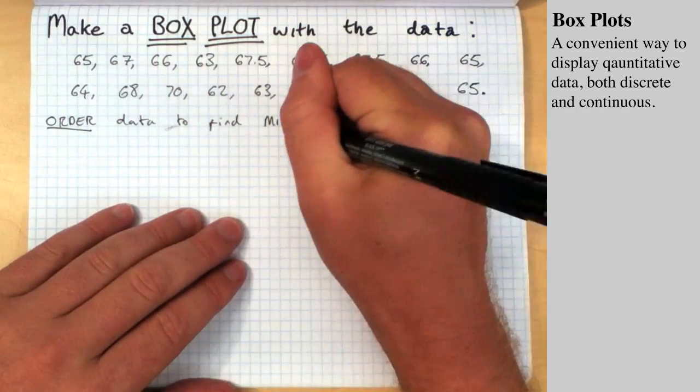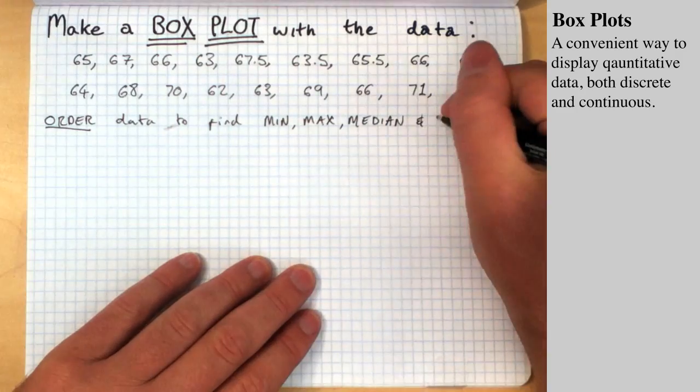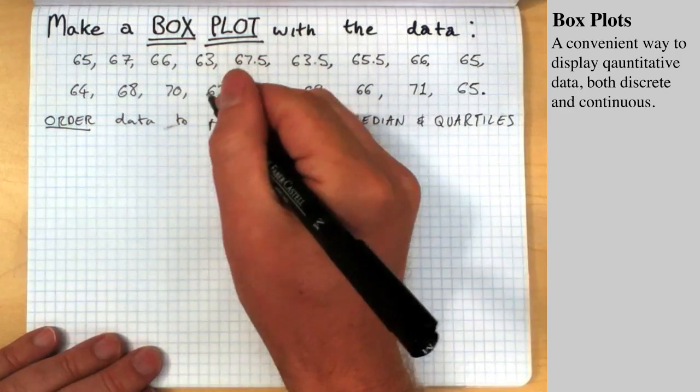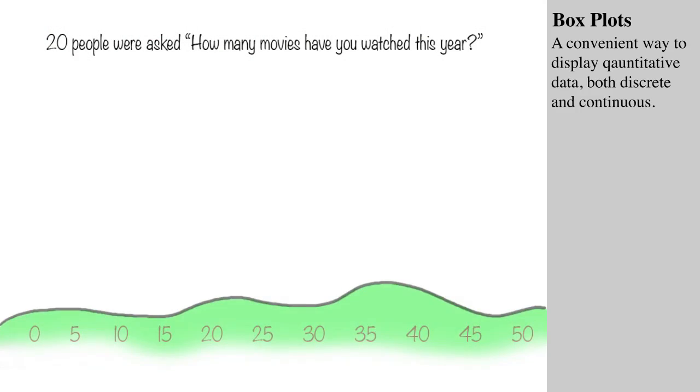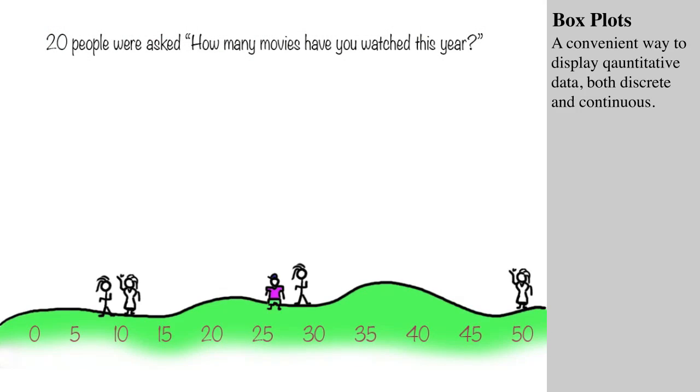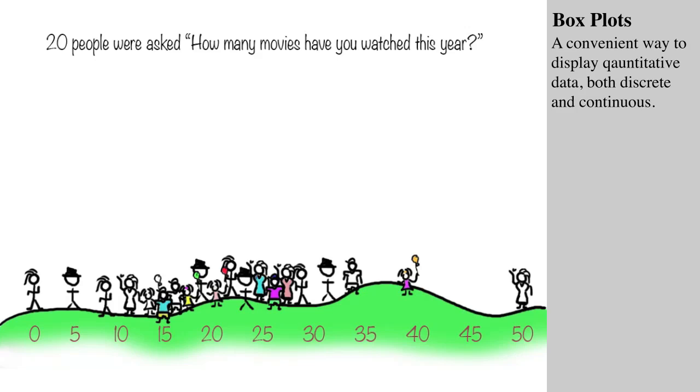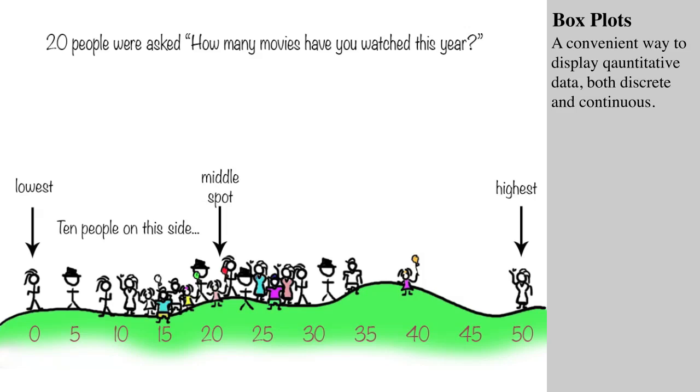We start by ordering our data. Write the list again from smallest to largest, crossing out our numbers as we go. Imagine our data represents the answer to this question. A box plot shows the lowest and highest values on each end, the minimum and the maximum. It also shows the middle number, the median. The median divides the data set in two, with half of the responses lower than the median and half of the responses higher than it.